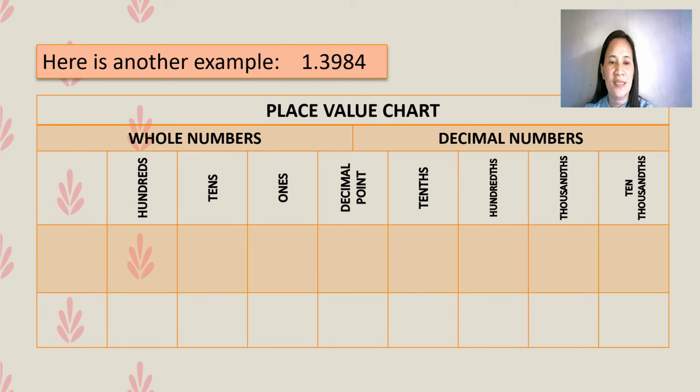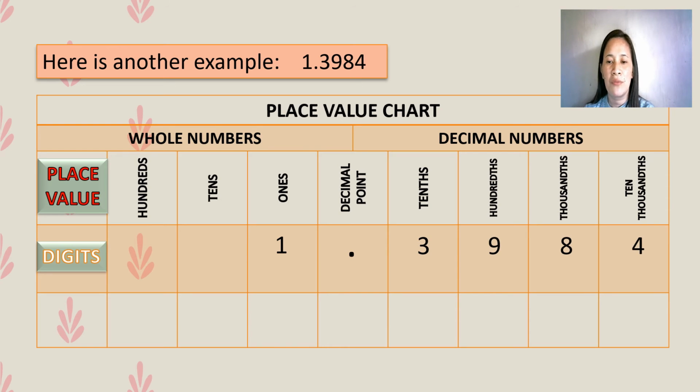So, here is another example. So, again, yung place value natin dyan, hundreds, tens, ones, decimal point, tenths, hundredths, thousandths, and 10,000ths. So, for our digits, we have 1, decimal point, 3984. So, we read this as 1 and 3,984 10,000ths. So, to get the value, the value for 1 in our whole number is 1.